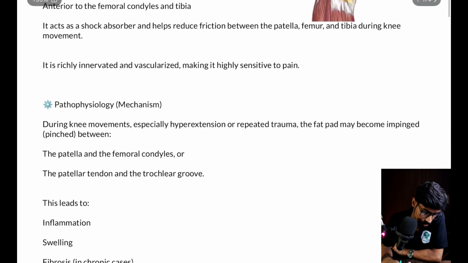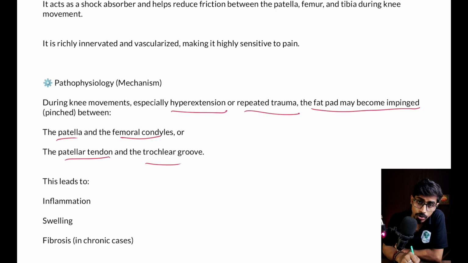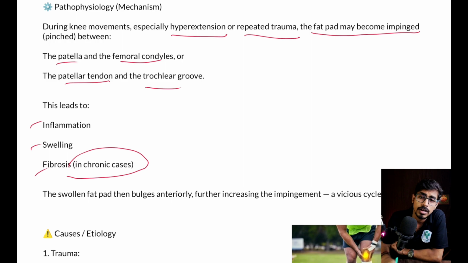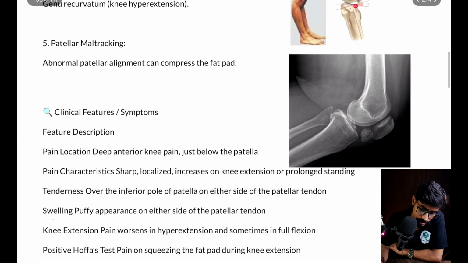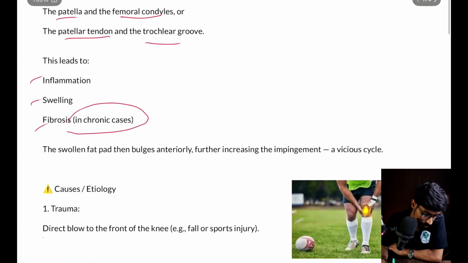Hoffa syndrome. So the basic pathology is that during knee movement, especially in hyperextension or repeated trauma, the fat pad may become impinged between the patella or femoral condyle and the patellar tendon or trochlear groove. This leads to inflammation, swelling, and fibrosis. Fibrosis is actually a chronic condition. In this X-ray, you can see the Hoffa's pad has undergone fibrosis and the whitish bony prominence can be seen.